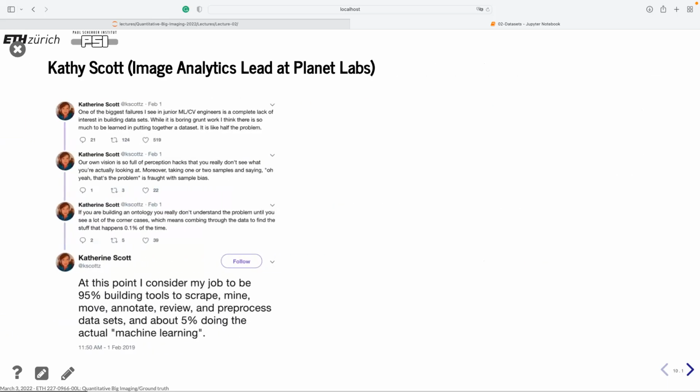Another view of it is a couple of tweets from Catherine Scott, and she considers 95% of her work is about making the data in a good way so that she can work with it. And then afterwards, she lets some algorithms run for 5% of her time doing the machine learning.